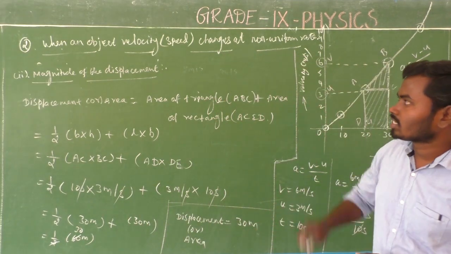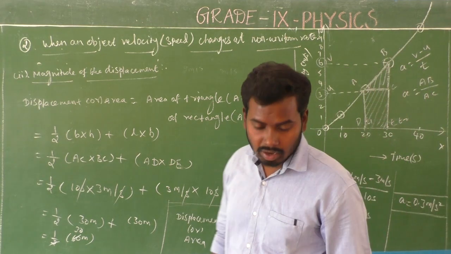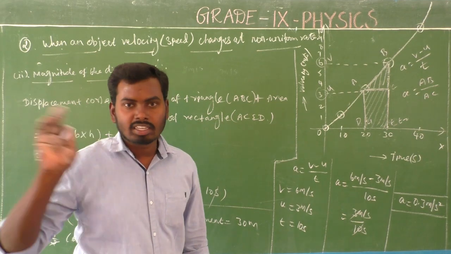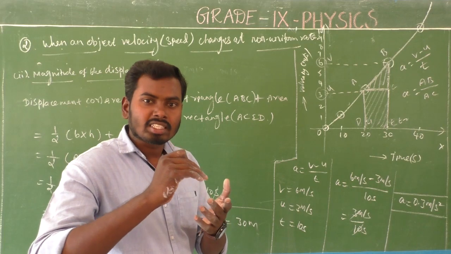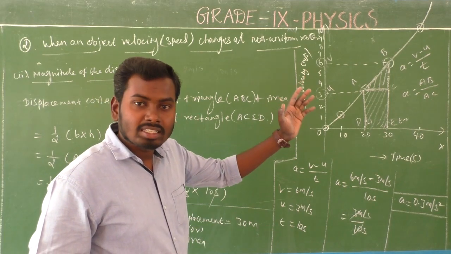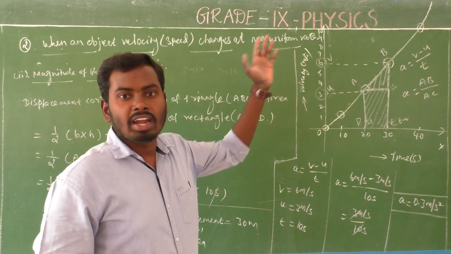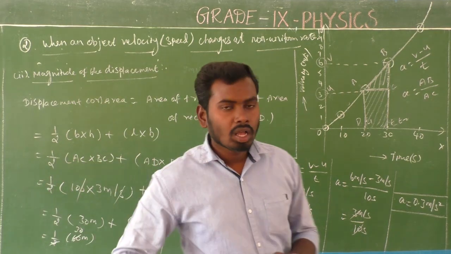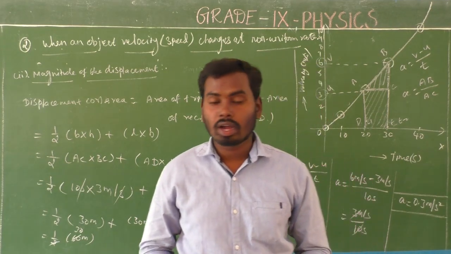So this is the second situation, when an object's velocity changes at a non-uniform rate. So whenever, look here, in a velocity time graph, whenever the velocity of the object changes at a non-uniform rate, the velocity time graph will be a curved line. What is that? Curved line, very important. Is it clear? Yes.